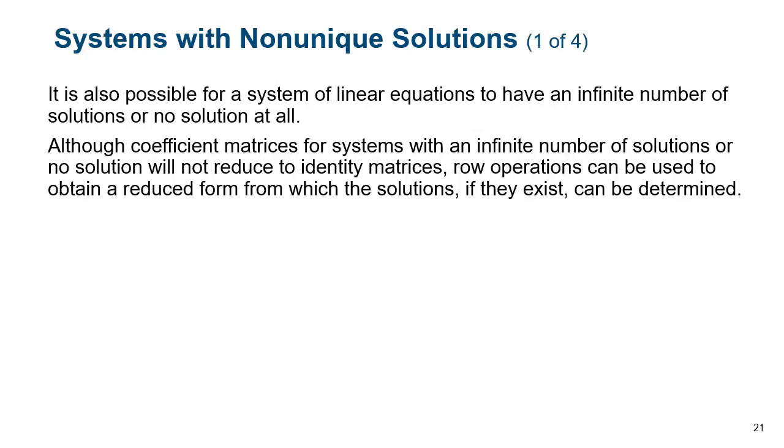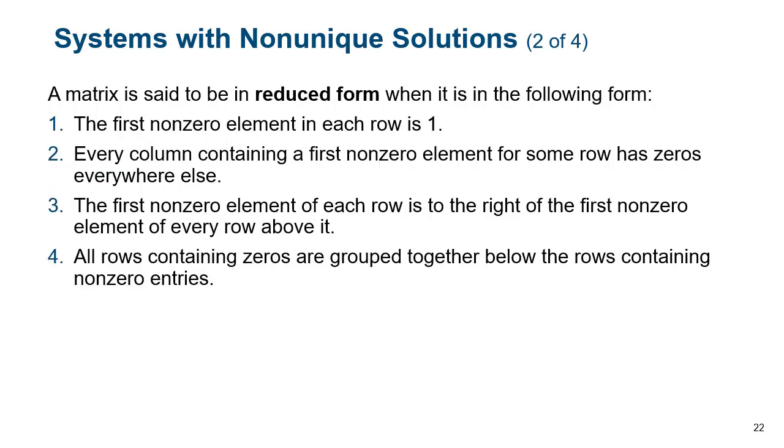Systems with non-unique solutions. It's also possible for a system of linear equations to have an infinite number of solutions or no solution at all. Although the coefficient matrices for such systems will not reduce to the identity matrix, the row operations can be used to obtain a reduced form of the solutions if they exist, and then they can be determined. Because it's not unique, you're not going to get that perfect identity matrix, but you're going to get something close to it, which is going to give you an idea of what you can do.